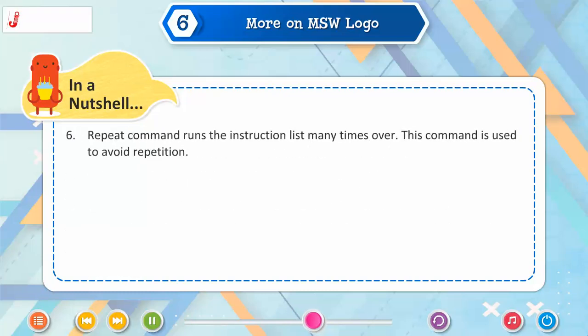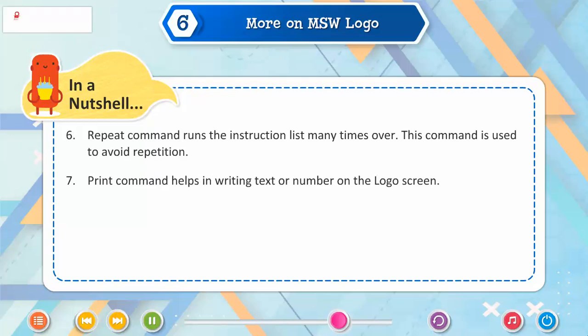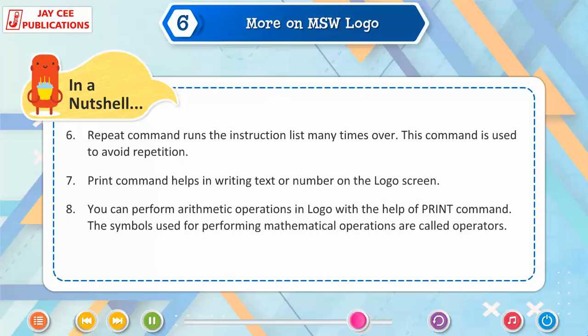6. The repeat command runs the instruction list many times over. This command is used to avoid repetition. 7. The print command helps in writing text or numbers on the Logo screen. 8. You can perform arithmetic operations in Logo with the help of the print command. The symbols used for performing mathematical operations are called operators.